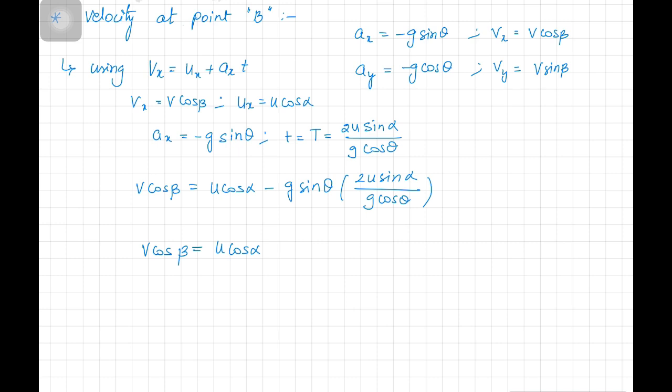We can take u cos alpha, or u cos alpha minus g into, we'll rewrite it like this, g into sin theta by cos theta. g gets cancelled here, and further we can make it as tan theta, and we can take 2u sin alpha, and if you multiply and divide it with cos alpha, it will be cos alpha into cos alpha. So now I can take u cos alpha common out.